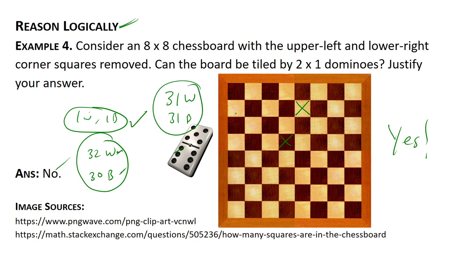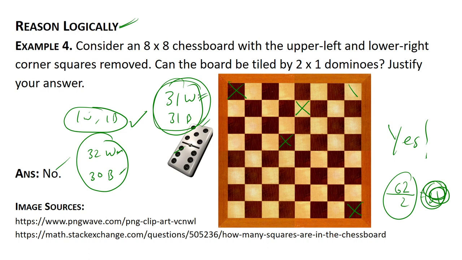Hindi ganun kasimple. Kasi, although may sapat na pairing, parang yung kanina, di ba, nung nag-remove tayo ng dalawa, 62 tiles, 62 na lang yung natitira. When you divide that by 2, you get 31. So, hindi ito sapat na reasoning para sabihing matatile mo siya. Kasi, again, pag dalawang black ang iyong tinanggal, kahit na 62 divided by 2 ay 31, hindi na natin kaya i-tile. So, ganun din dito. Hindi yan sapat. Kasi pwedeng, kahit na may sapat na pairing pala, baka hindi pa rin siya kaya i-tile. So, kailangan patunayan mo talaga na kaya siya.